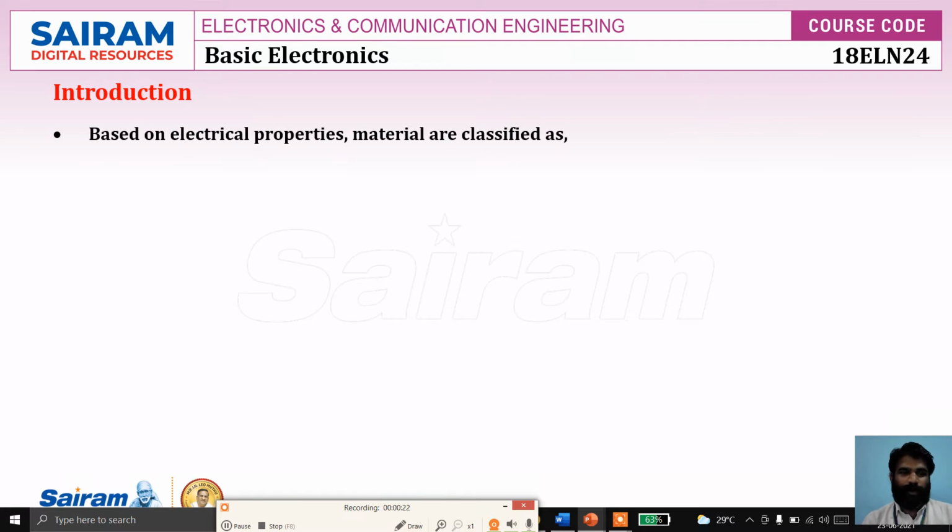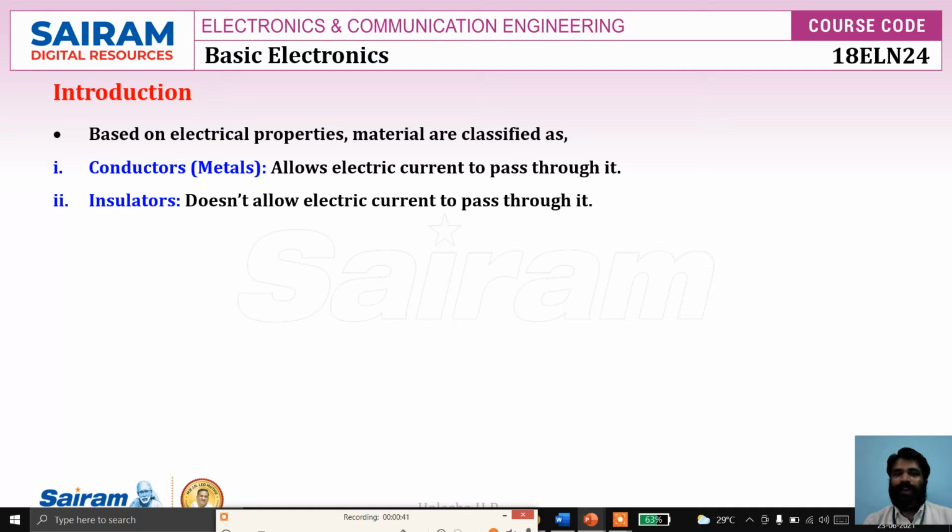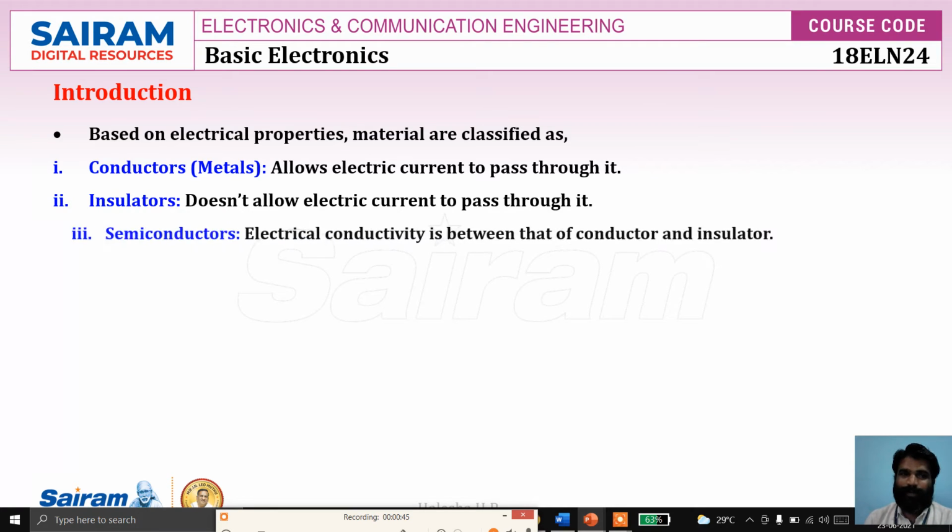Based on the electrical property, materials are classified as conductors, that means metals, which allow electric current to pass through them. The best example is copper. Insulators do not allow electric current to pass through them. The best example is plastic or glass. And another one is semiconductors. Semiconductor means electrical conductivity is between the conductor and insulator.